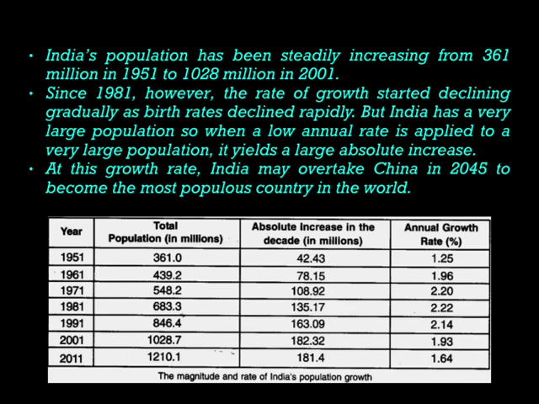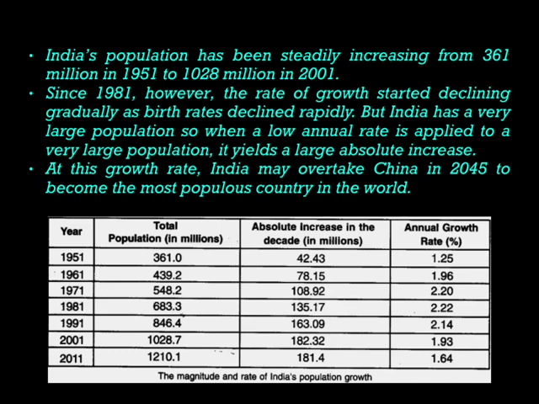For example, 10% of the number 50 is 5. But when you calculate 1% of the number 1000, it gives you 10. So this is the case with India because we have a large base of population and the small percentage increase yields more absolute number. At this growth rate, India may overtake China, our neighbor, in 2045 to become the most populous country in the world. And that is not a good thing to go on the top.